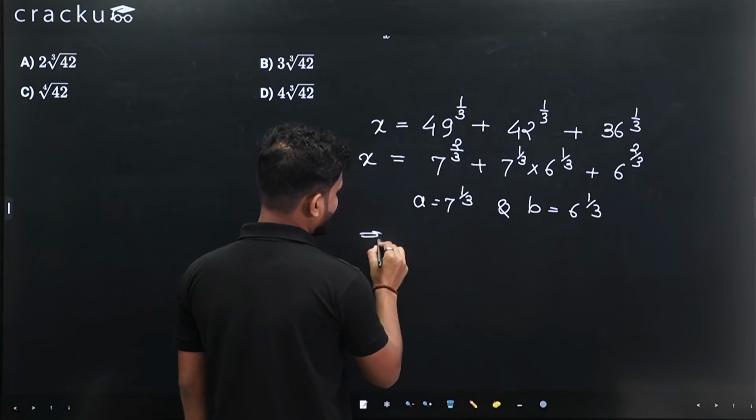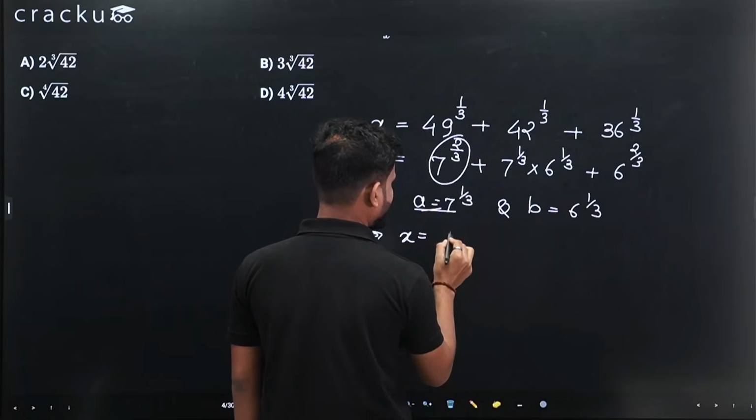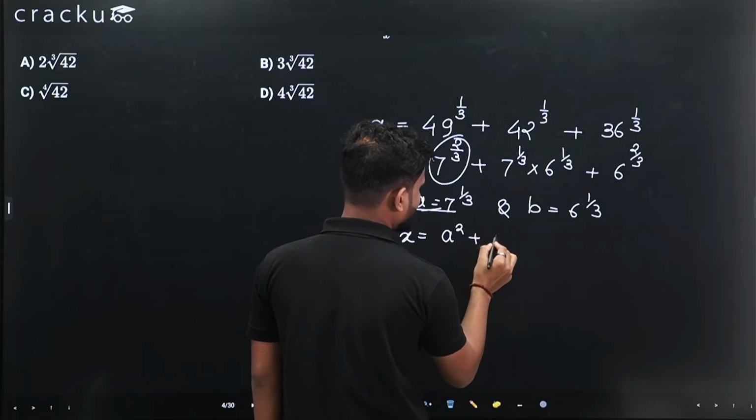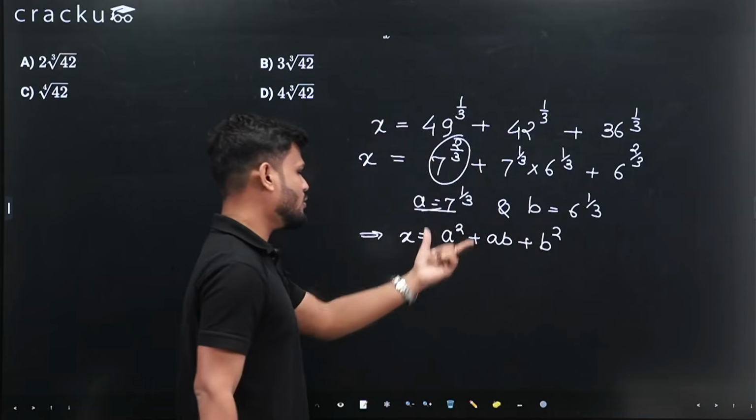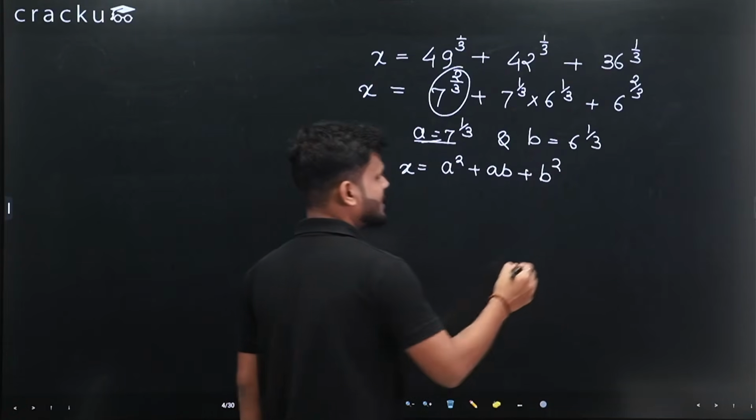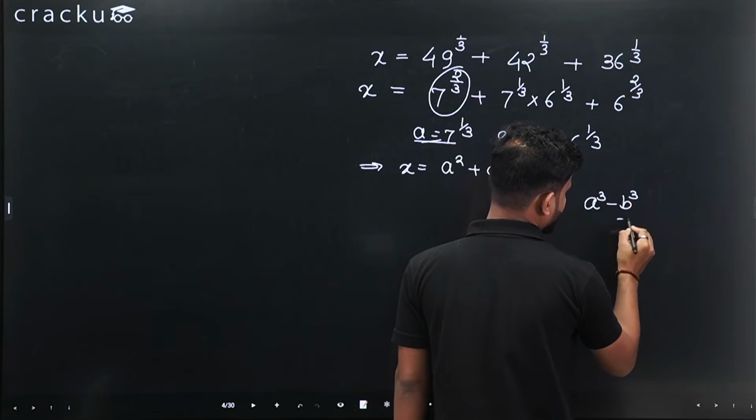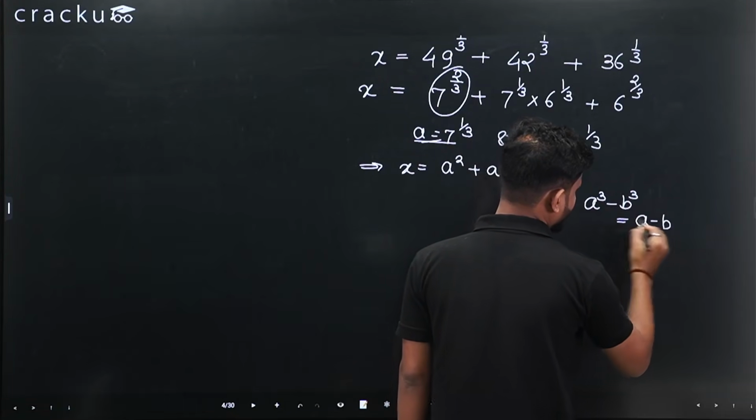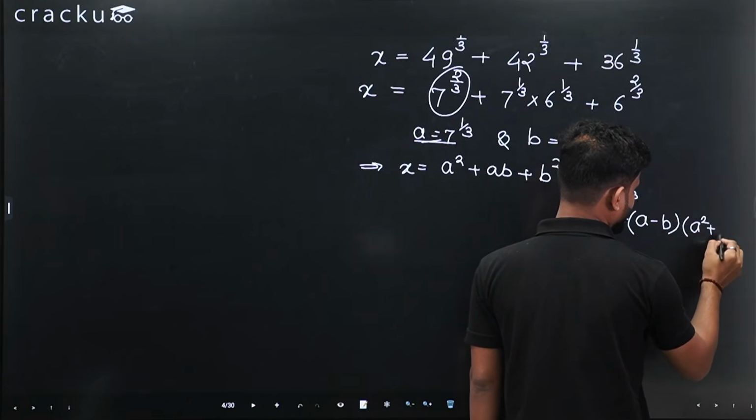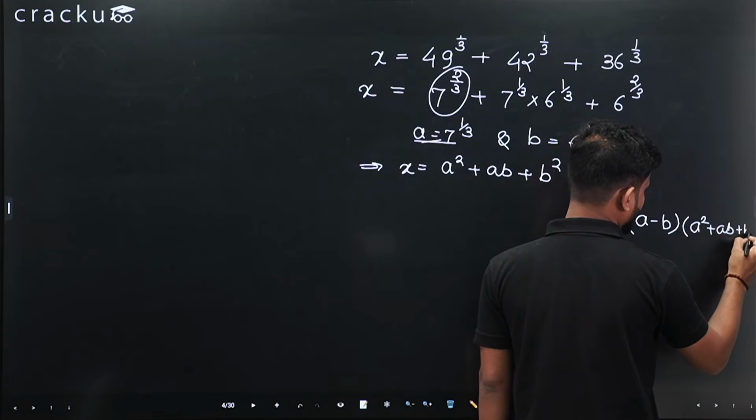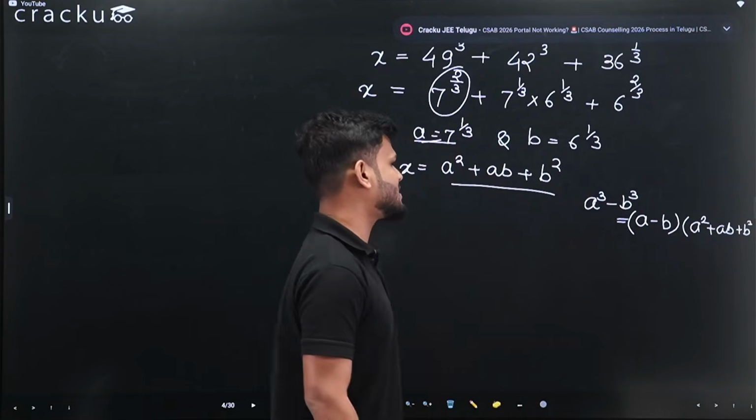From here you get x is equal to, this is nothing but a square plus ab plus b square. Now you know an identity. What is it? It is a cube minus b cube is equal to a minus b into a square plus ab plus b square. Correct? Now a square plus ab plus b square is there.